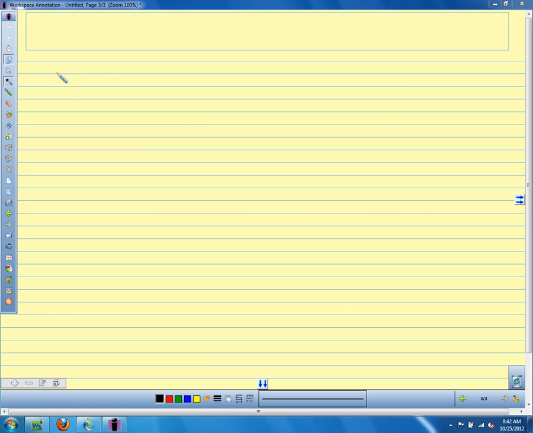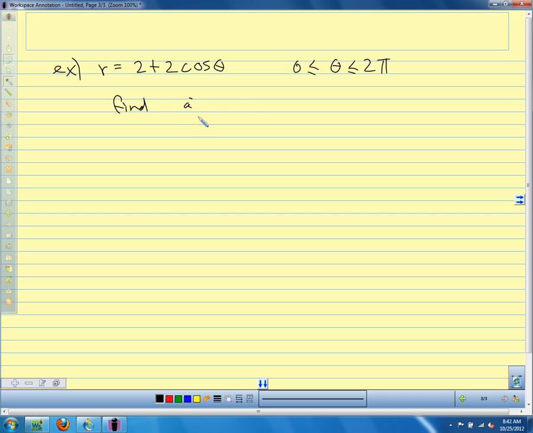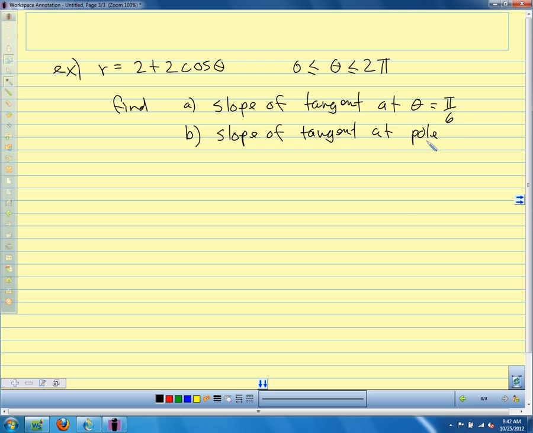So, our example, r equals 2 plus 2 cosine theta for 0 less than or equal to theta less than or equal to 2 pi. We want the slope of the tangent at pi over 6. We want the slope of the tangent at the pole. And we want our points of vertical and horizontal tangency.